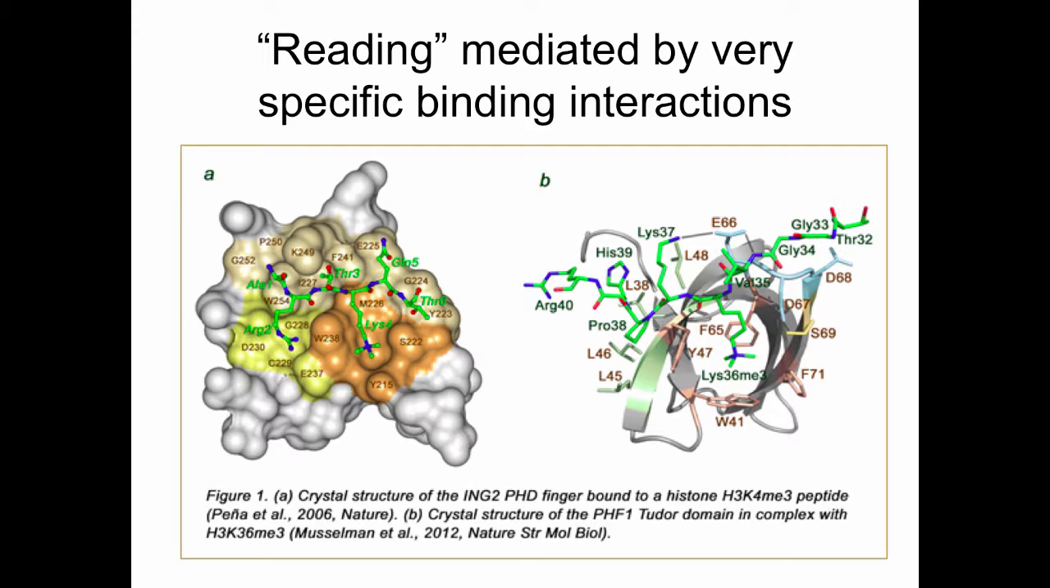This is the structure of ING2. You don't have to know this in great detail, but it has what's called a PHD finger, and it binds to lysine 4. I'm trying to see where it is on here. It's right here. So on the histone tail, it binds specifically to lysine 4 that's trimethylated, but you can see that the active site of the protein is very similar to an enzyme, where it's this cleft that interacts with the histone through non-covalent interactions.